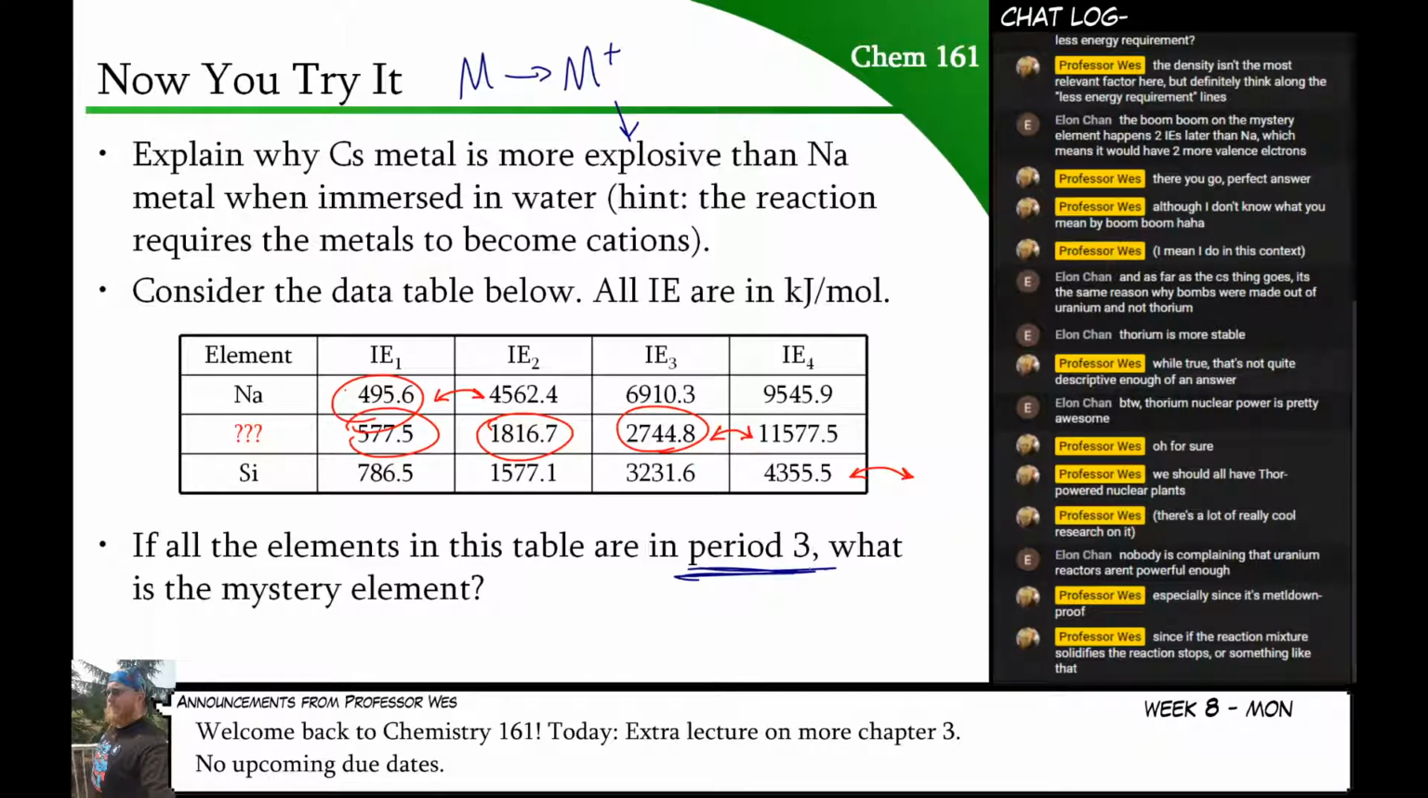What element is in period 3 and also has 3 valence electrons? Well, that's aluminum. So the mystery element based on this data must be aluminum. There you go. I think that that's everything we care about for ionization energy.